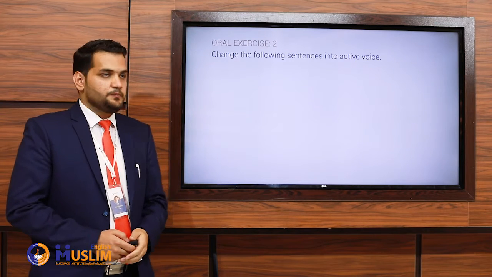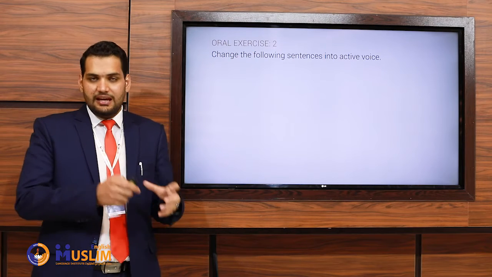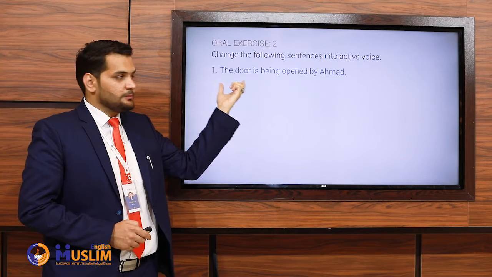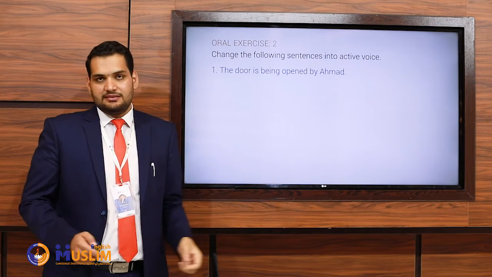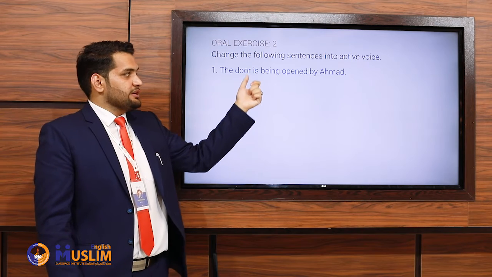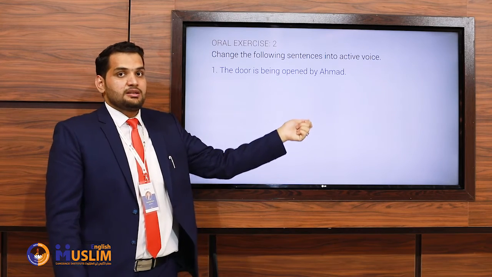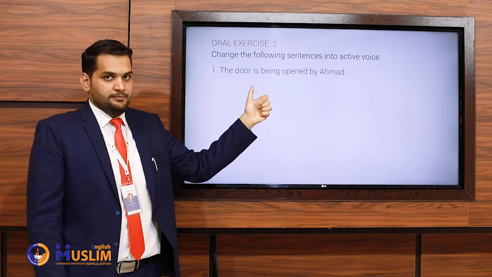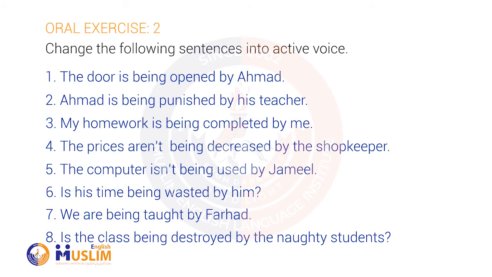Let's have another exercise. Change the following sentences into active voice. This time you have to change them from passive into active. Let's do the first one together. The door is being opened by Ahmad. Here, the door is a subject, is being is the helping verb, opened is verb 3, and by Ahmad is by phrase. So here, you need to remove being, because we don't use it in active voice. Remove by and change opened to opening. And at the end, change the position of Ahmad with that of the door. So finally, you can say, Ahmad is opening the door. Good luck with the rest of them.